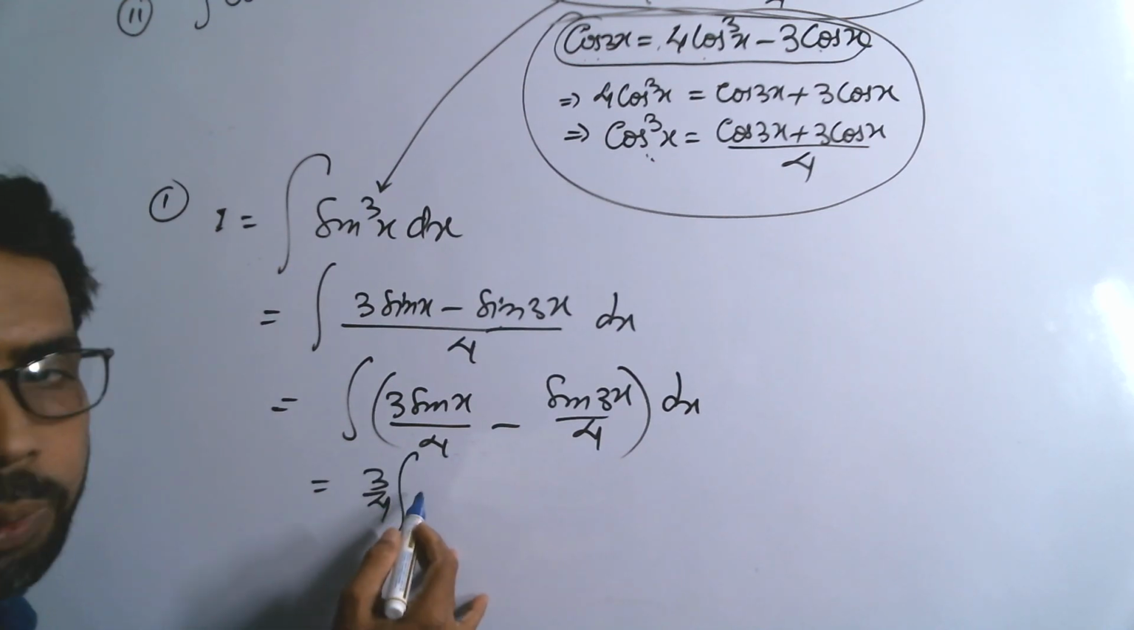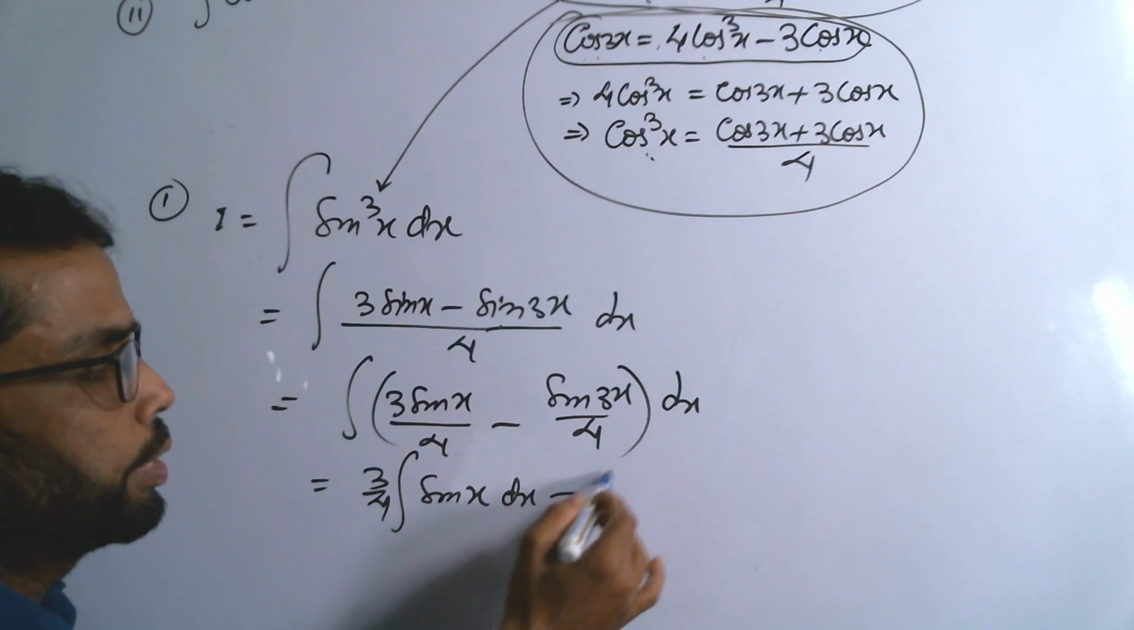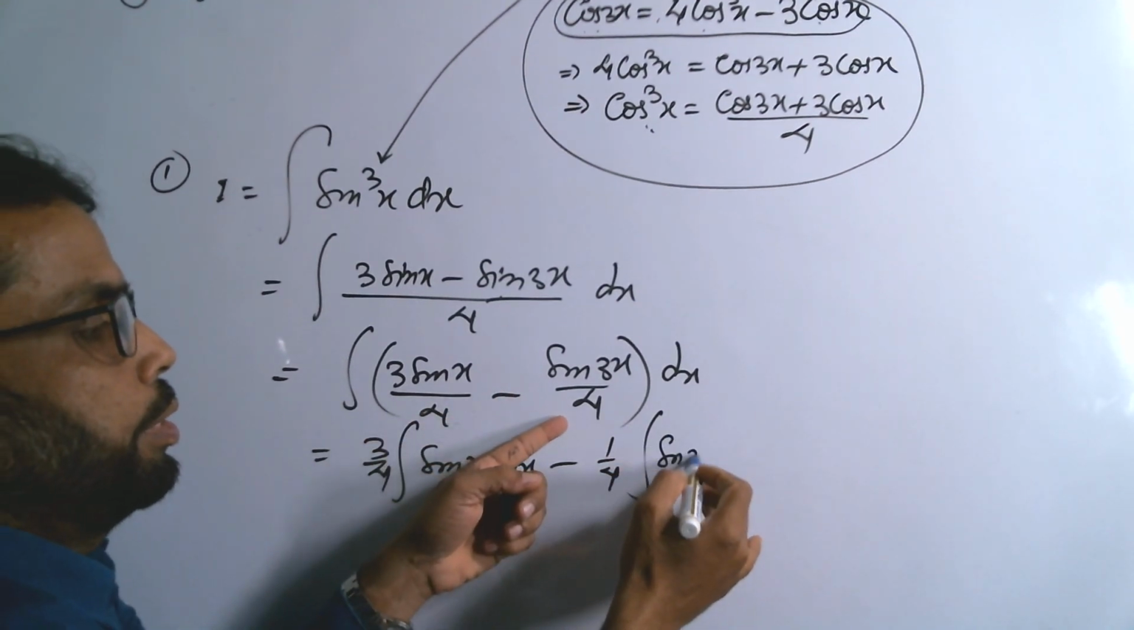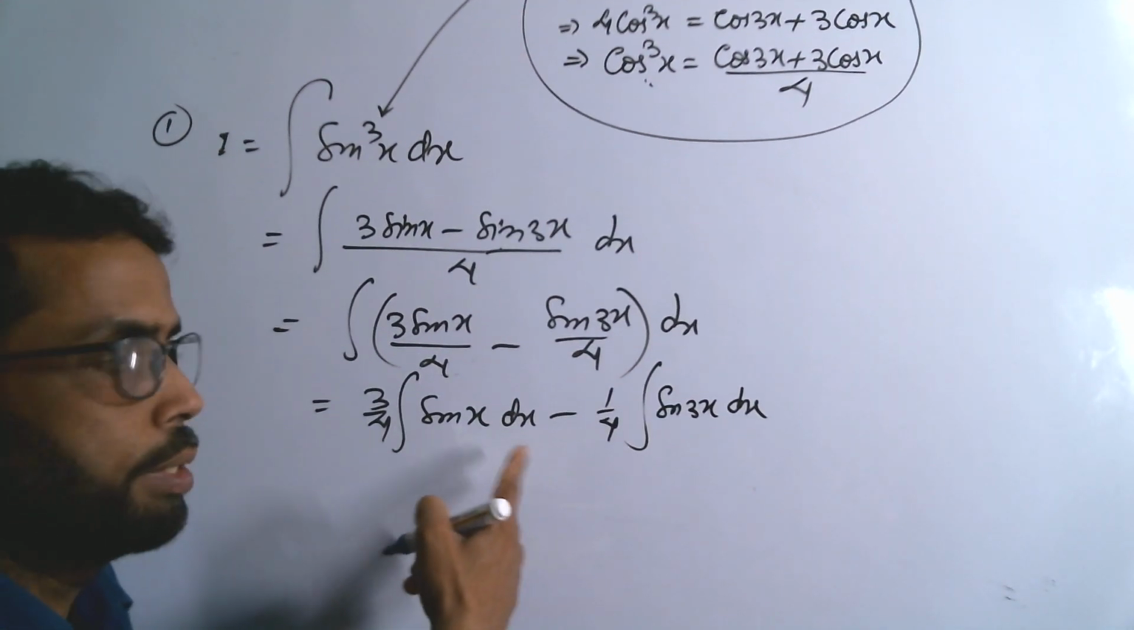3 by 4, keeping it out because constant. So only sin x dx. Here 1 by 4 is out. Second term will remain sin 3x dx. And now both the integrals are under the basic integration formula.